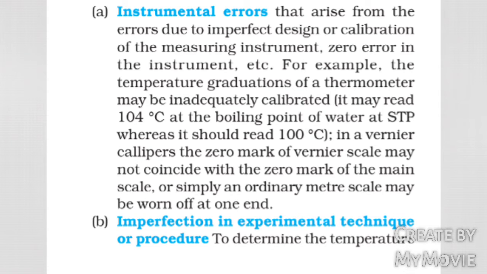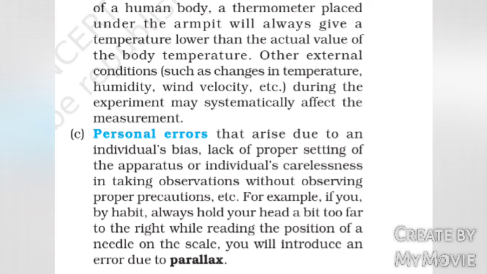For example, the temperature graduations of a thermometer may be inadequately calibrated. It may read 104 degrees Celsius at the boiling point of water at STP, where it should read 100 degrees Celsius. In a vernier calipers, the zero mark of vernier scale may not coincide with the zero mark of the main scale, or simply an ordinary meter scale may be worn off at one end. B. Imperfection in experimental technique or procedure. To determine the temperature of a human body, a thermometer placed under the armpit will always give a temperature lower than the actual value of the body temperature.